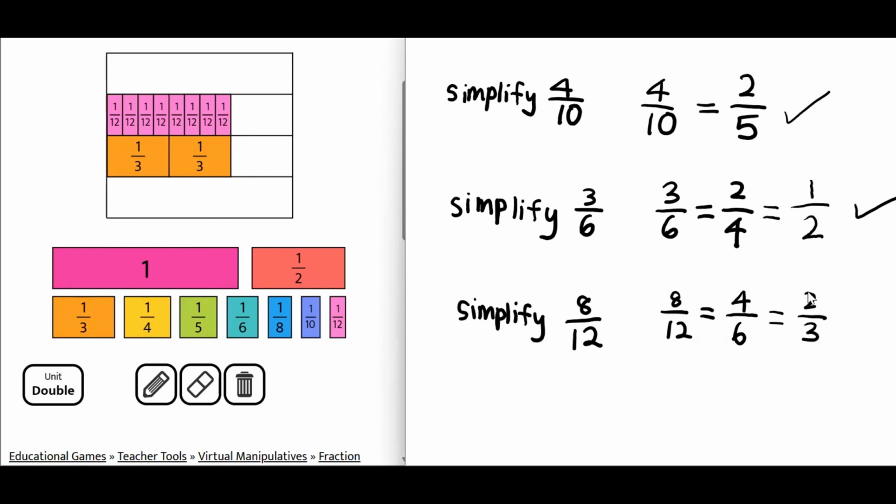Let's see, is 2/3 in the simplest form? Can 2 and 3 divide by any other number to give me smaller numbers in my numerator and denominator? No, right? The only possible answer is 1, which gives me the same fraction. So this is in the simplest form. Now, do you see a pattern? How do I get the answer in simplest form?